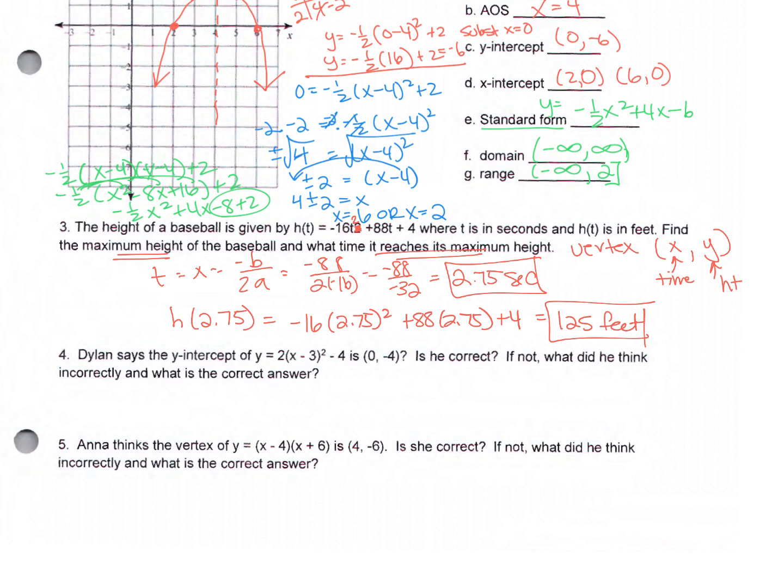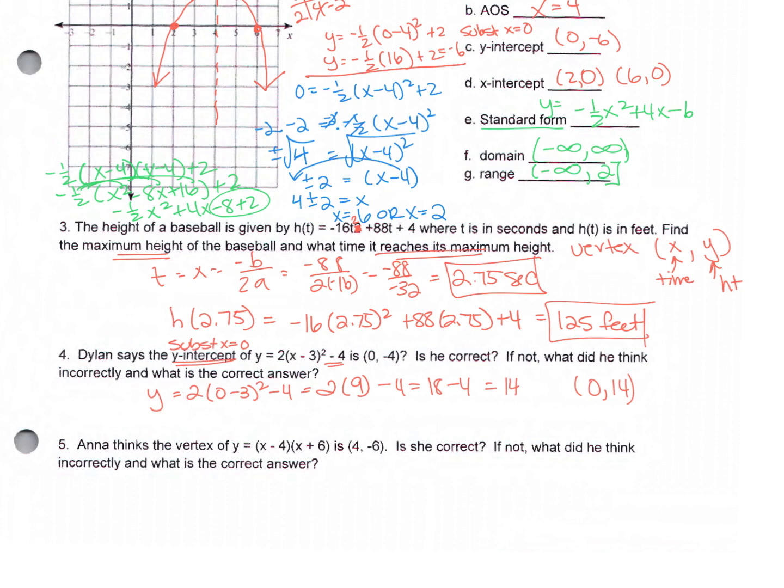It says Dylan says the y-intercept is negative 4. Oh, no, no, no. So it looks like he was thinking of the standard form, but this is vertex form, so you can't just look at that last number. Remember, to find the y-intercept, this is when I substitute in x equals 0. So y equals 2 times 0 minus 3 squared minus 4. And this is 2 times what? Negative 3 squared, which is 9. So then that's 18 minus 4. It looks like my y-intercept is going to be 0, 14 on that one.